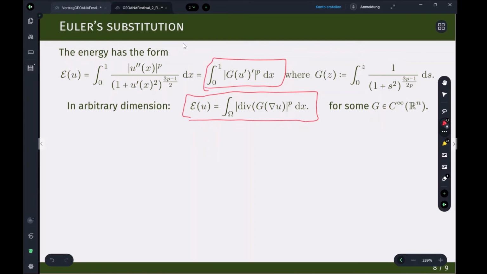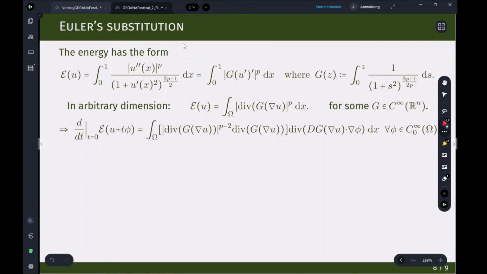The integral over Omega of the absolute value of the divergence of g of grad u, integrated to the power of p. So this one prime becomes the divergence, this other prime becomes the gradient. And for those types, it is sort of more obvious to see why one can make an interesting substitution there because of the following computation.